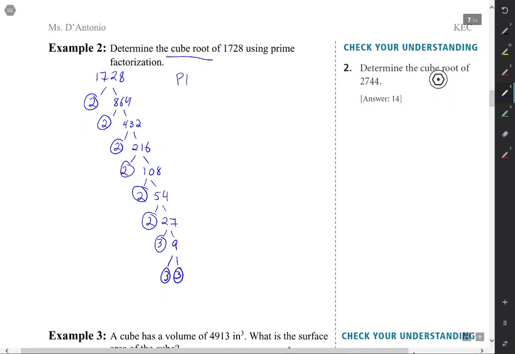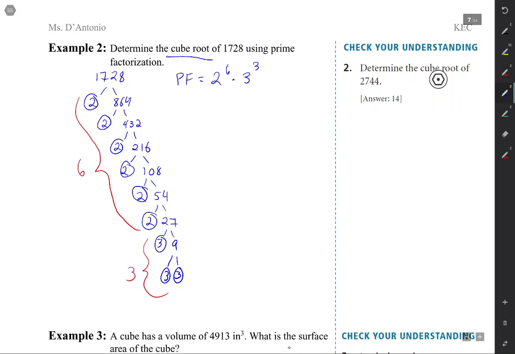So PF is equal to 2 to the power of 6 times 3 to the power of 3. And it's 2 to the power of 6 because we have 6 2's over here, if you count them all. And it's 3 to the power of 3 because we have 3 3's.